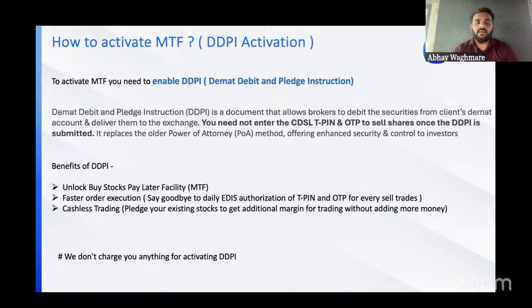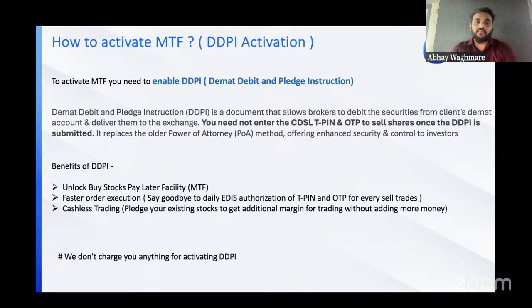So yes, there is high possibility that you can lose that email, or you don't have the TPIN handy whenever you want to sell the shares. And also, the hassle of putting the OTP whenever you sell the shares is, again, a trouble. So to eliminate that process, it is important for you to activate the DDPI. If you activate your DDPI, it won't ask you for any OTP or any TPIN whenever you sell the shares. Automatically, the shares will be sold. The next thing is cashless trading. Now, what do you mean by cashless trading?